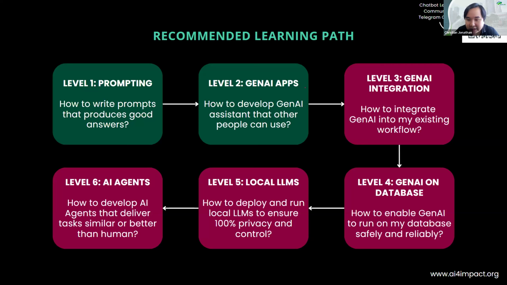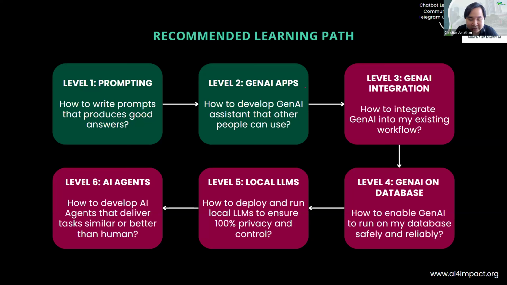Level 4 is Gen AI on database. Once you know how to integrate into an existing workflow, it's time to learn how to integrate an LLM with my database, for example. Because if you are a lawyer, for example, I want the GPT to follow Singapore law or a specific clause of a certain industry. And I don't want it to answer based on internet data. I want a very specific local context.